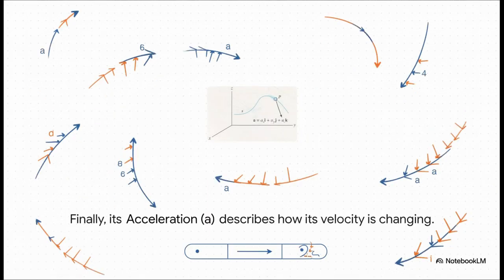And finally, to finish up our toolkit, we have acceleration. This third vector tells us how the velocity itself is changing. Is it speeding up, slowing down, making a turn? That's what acceleration is all about. So you've got position, velocity, acceleration. That's it. That's the whole toolkit.